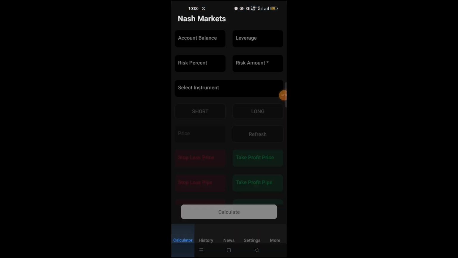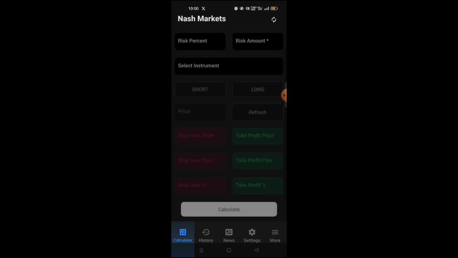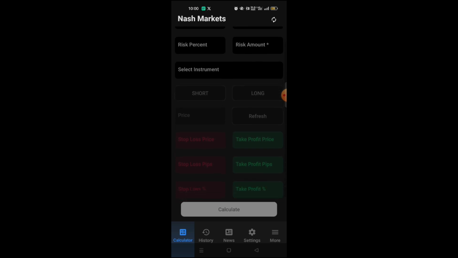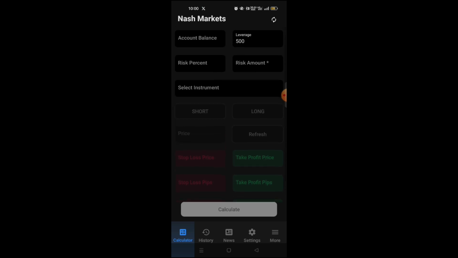So now you might open it and be confused, like, what do I do when I see something like this? As you can see on this side, you can see account balance, your leverage, risk percentage, risk amount, instruments, short, long, take profit and the likes. So this is how you use your Nash Market.